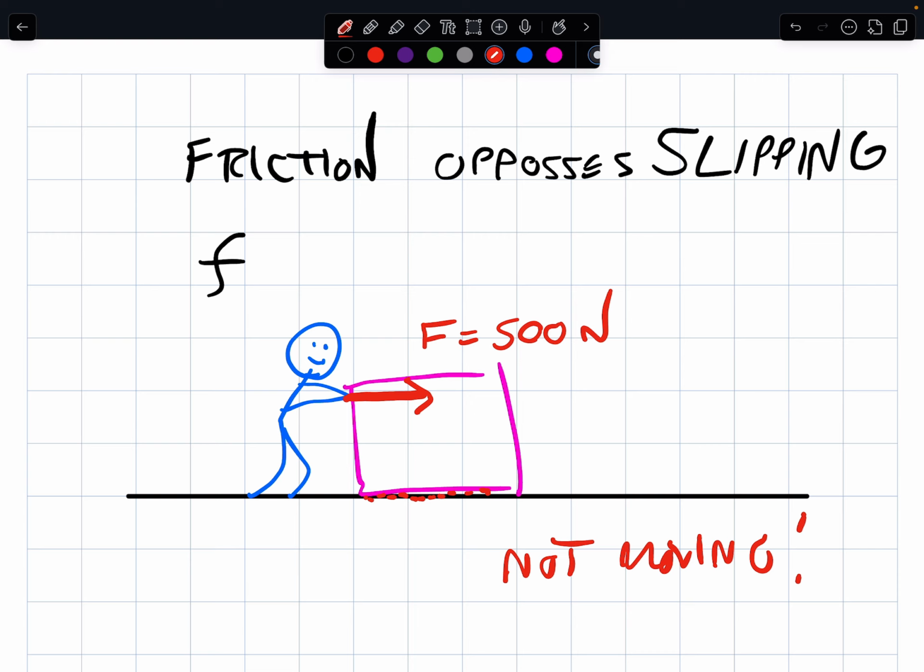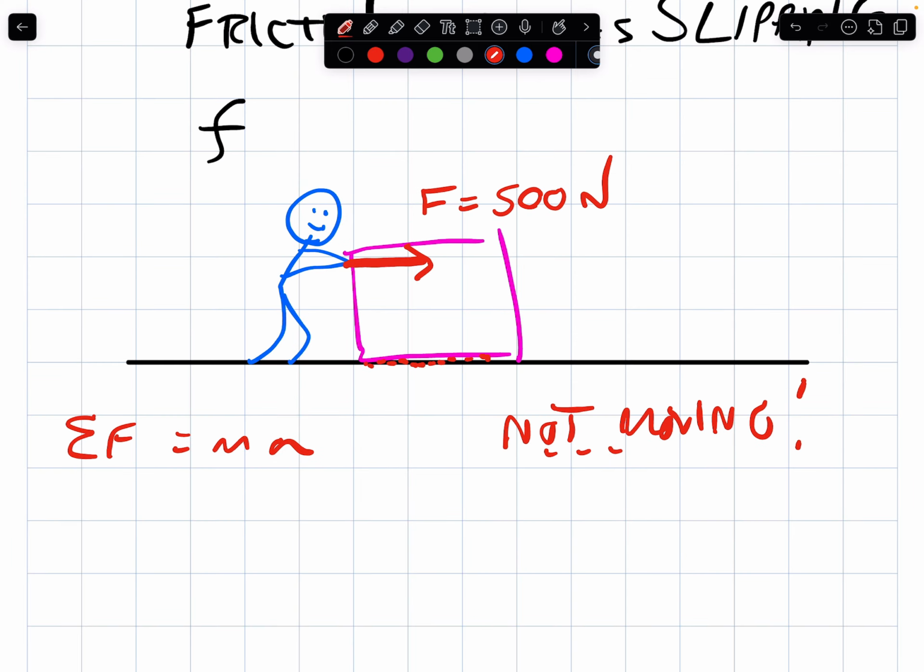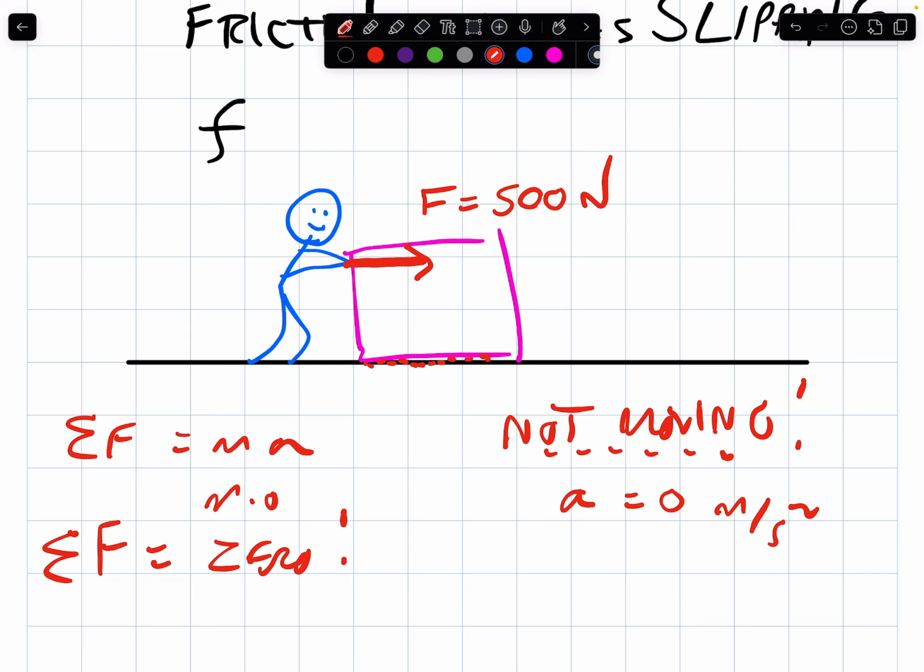If it's not moving, well, Newton's second law says that net force is ma. And if it's not moving, that means the acceleration of this box is 0, and so m times 0 is a big fat 0. So that means the net force on it is 0. There's got to be some force acting opposite of this force, and that force is friction. I'm going to draw it on the box, like this. So there's friction.